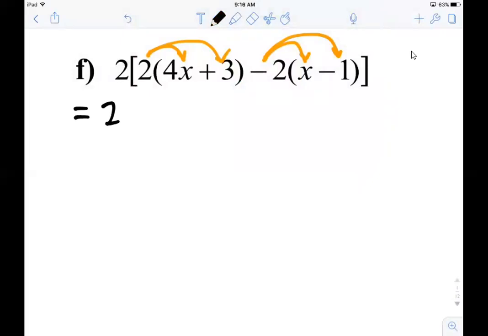And I could actually just switch to regular brackets, but I'll use square brackets just to remind you that these are the same square brackets that I had before. But I would get 8x plus 6 from that first set of orange expansions. And then I would get -2x and plus 2.